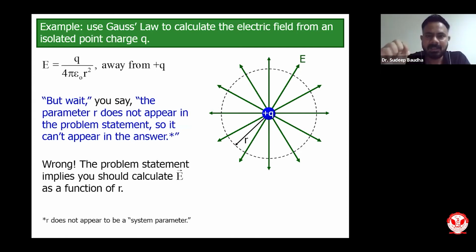r can have any value. It is not related only to the Gaussian sphere radius, but it can be of any value, whatever you want to calculate in the actual numerical calculation.